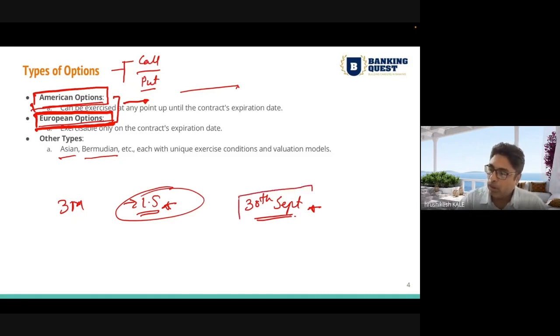And that's the only difference between European and American. In American options, you can exercise the option anytime. In European options, you can exercise the option only on the date of expiry. And those are the two different types.